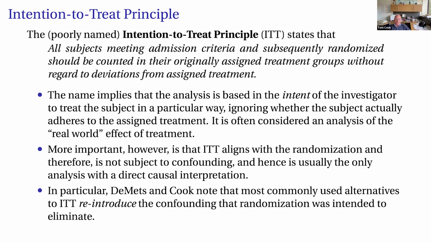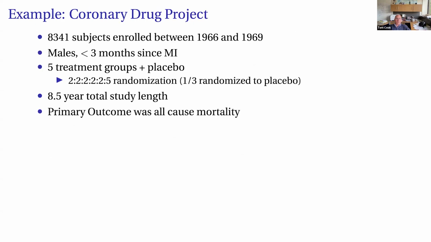And in particular, Dave and I, in our paper, we note that the most commonly used alternatives to ITT actually reintroduce confounding that the randomization was intended to eliminate. And let me show some examples of that. This is one of the most commonly used examples of the problem with trying to account for adherence to assigned treatment.